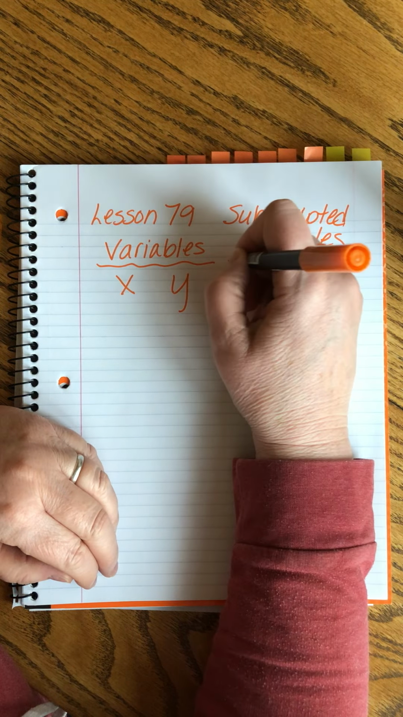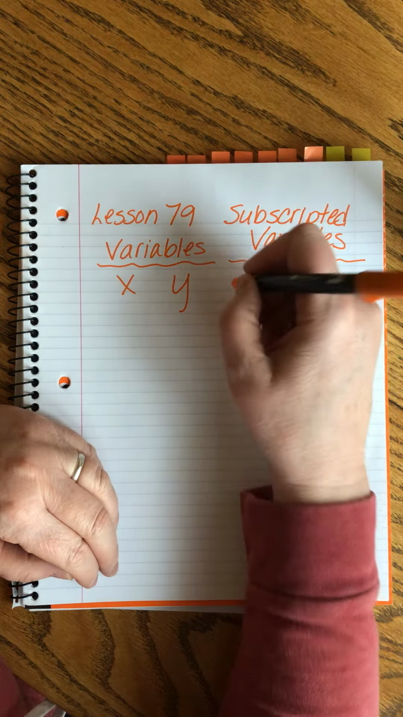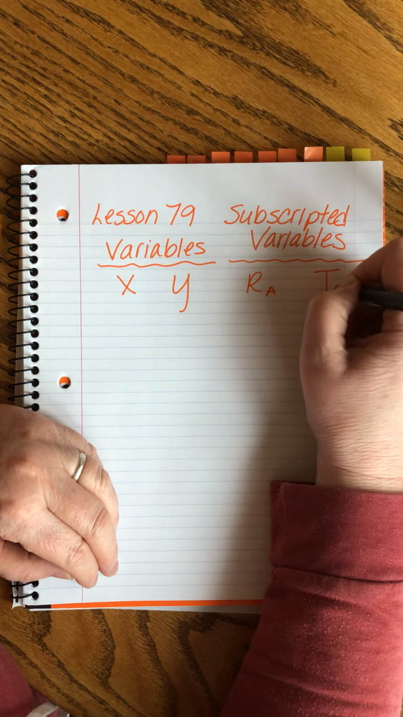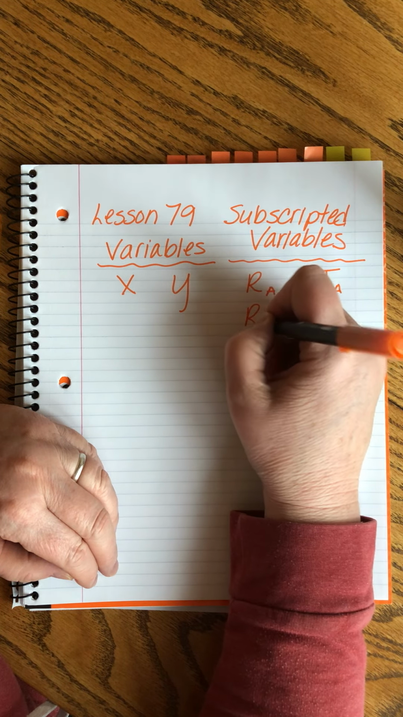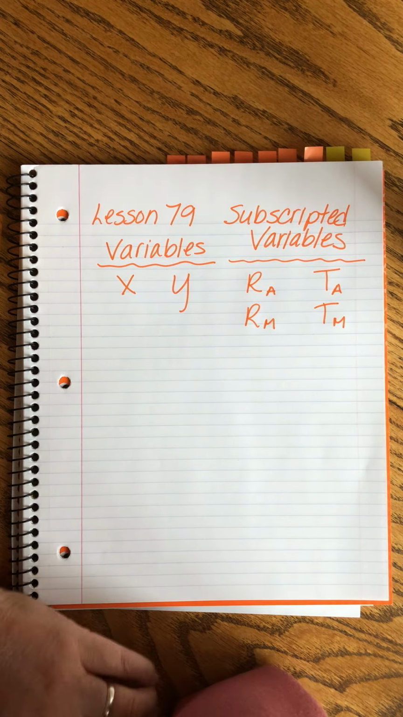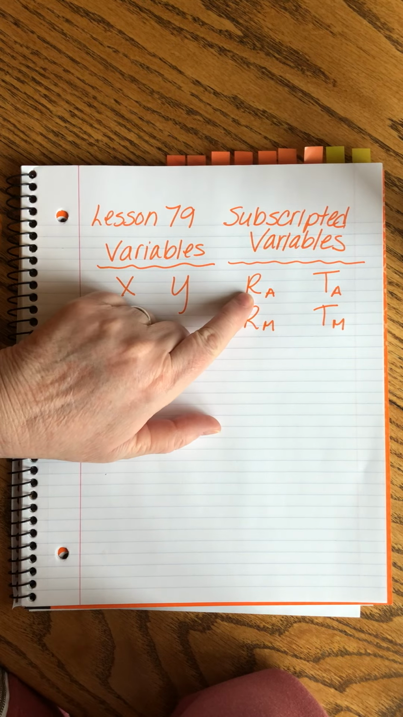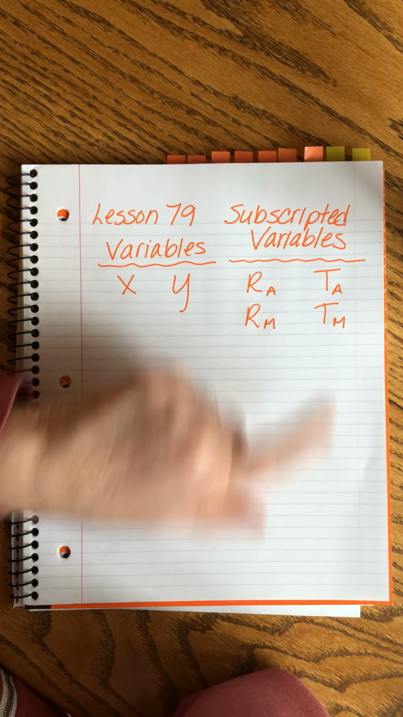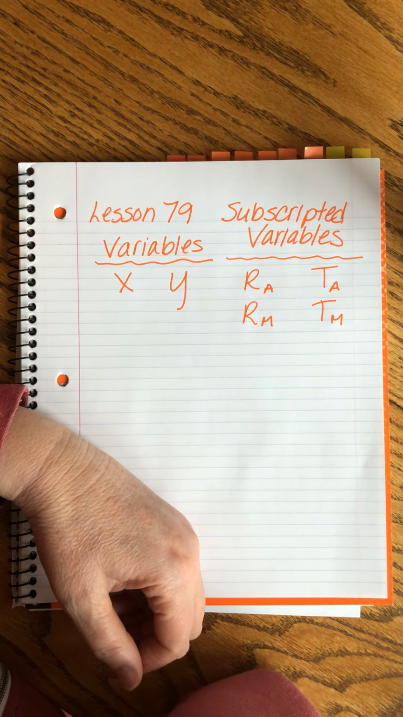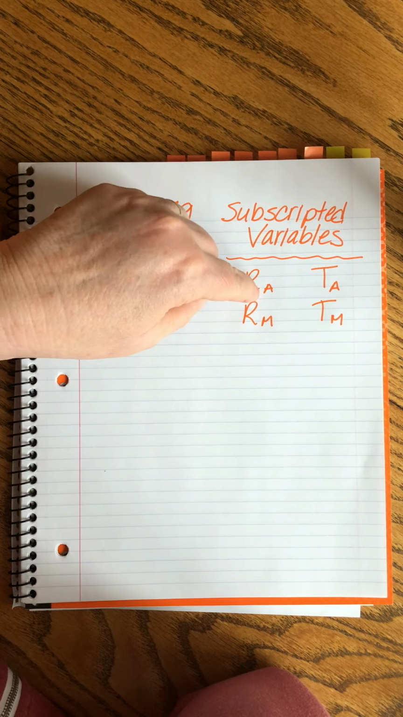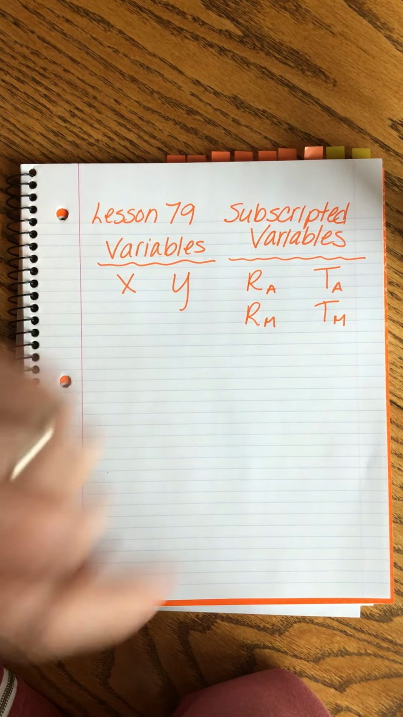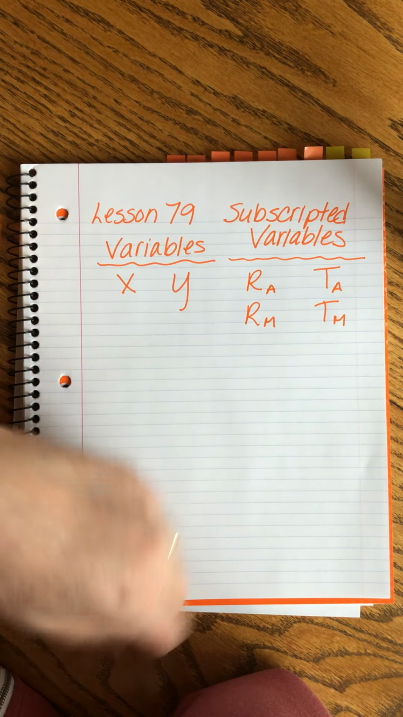Subscripted variables look a little bit different. These are some that we're going to get used to, and I'll explain to you what's different. Now we're using R's and T's instead of X's and Y's. But what are these little bitty numbers that float down at the bottom? I mean, they don't float, they sink to the bottom, don't they? Those are called the subscripts, written below. That's what subscript means, written below.